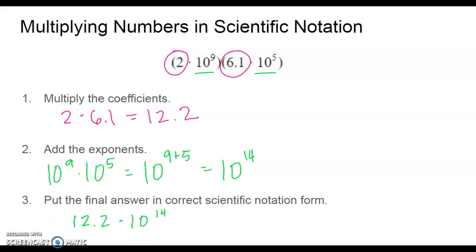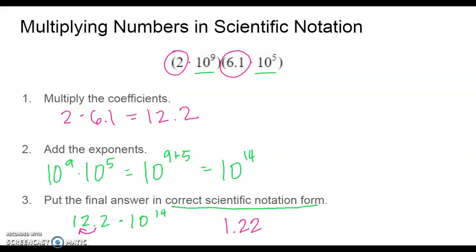When we think about correct scientific notation, we need to remember that scientific notation is always written where our first term is between 1 and 10. In this case, 12.2 is bigger than 10, so we need to move our decimal point one more space to the left. 1.22 will be our new coefficient, or our new first term.